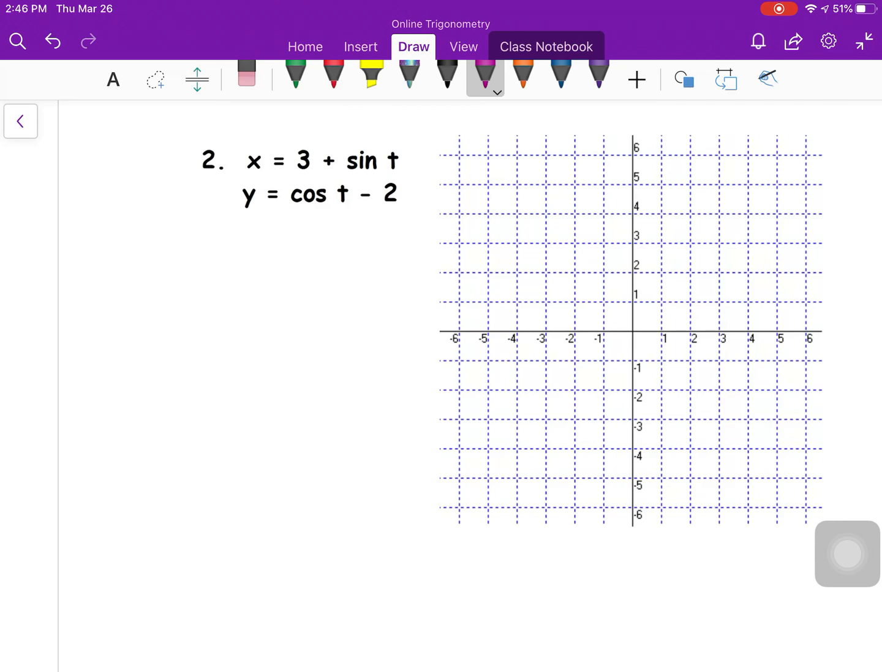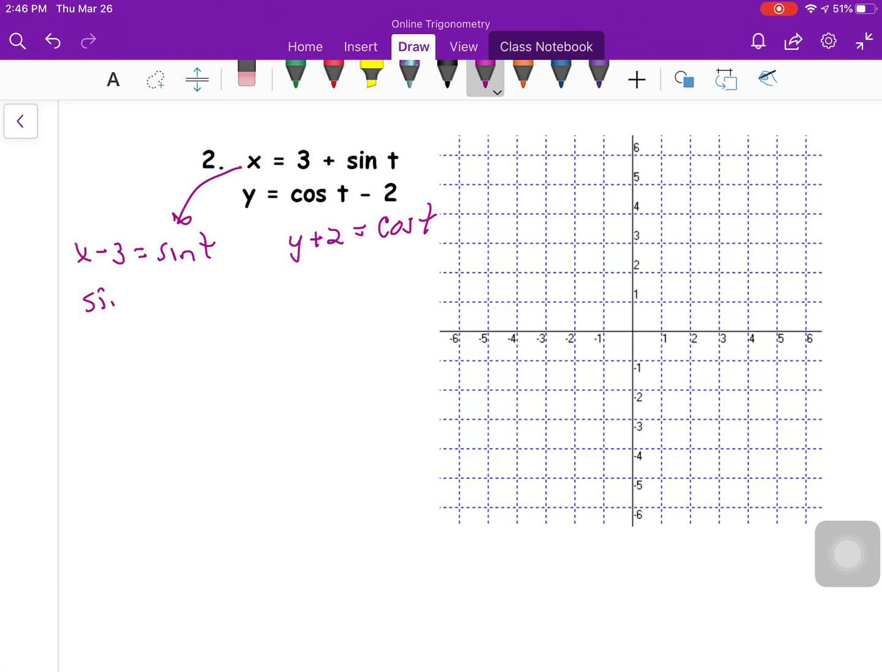Okay, just to remind you of the process, first isolate the trig functions. To isolate the sine up here, I'll subtract 3. I get x minus 3 equals sine of t. And for the cosine, I would add 2. So I would have y plus 2 equals the cosine of t.